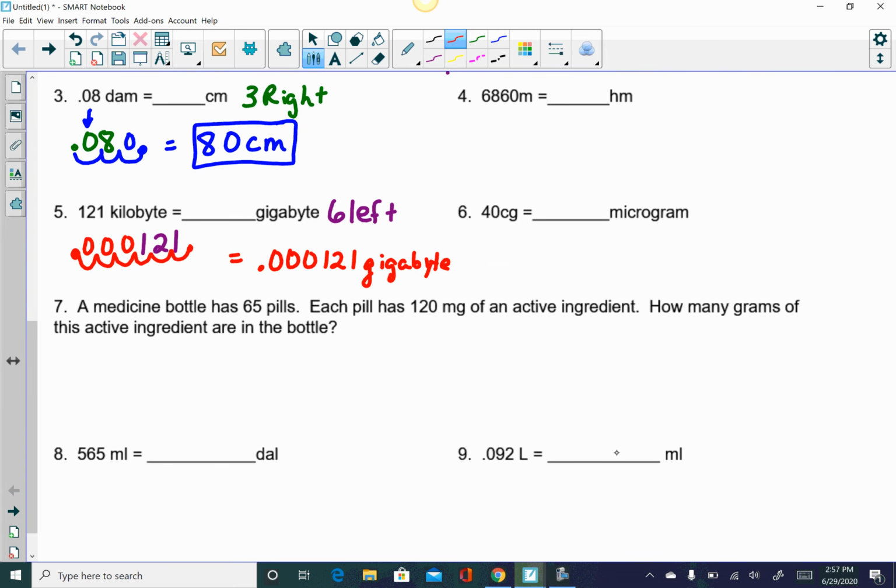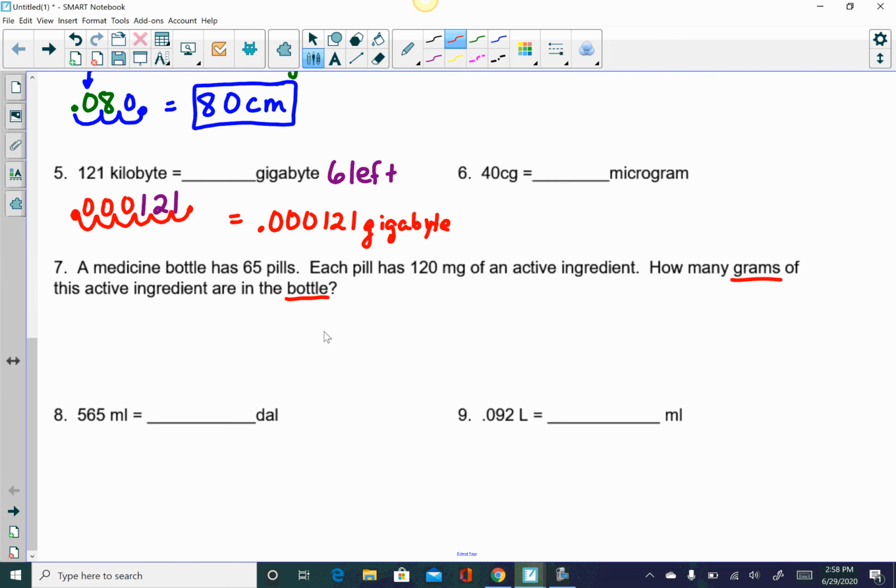Here we say that a medicine bottle has 65 pills in it. Each pill has 120 milligrams of an active ingredient. They want us then to figure out how many grams of that active ingredient are in the entire bottle. So I'm actually going to work this problem 2 ways, just to give you a feel for that. If I work it one way and then you say, well, I would have done that entirely different, you know that you can do it entirely different. So here's 2 viable ways to do this problem.